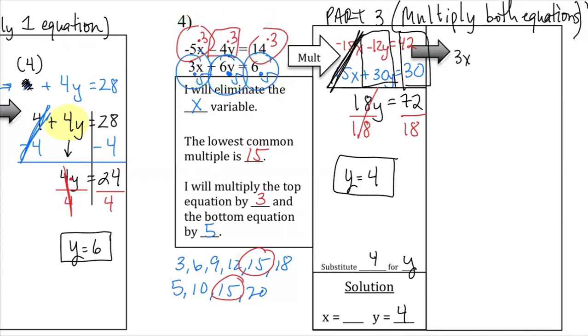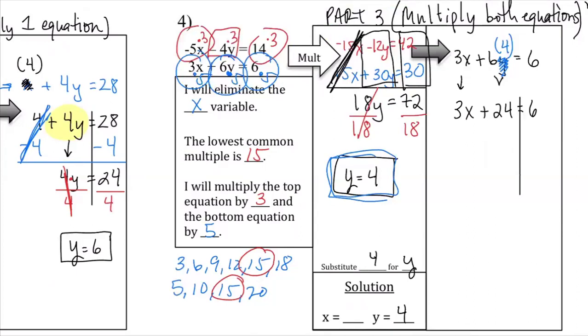So 3x plus 6y equals 6. And it's so important that you put it into the right variable. This is y equals 4. So I know that y is the same thing as 4. So I'm going to substitute it there. 3x plus 6 times 4 is 24 equals 6. Nice, easy two-step for us to end with.